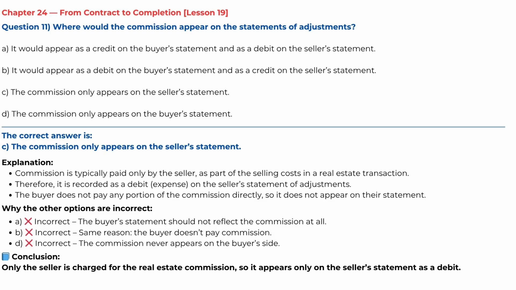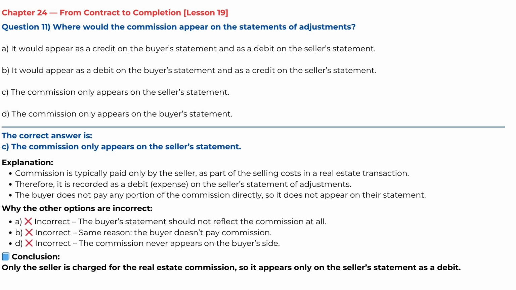The commission only appears on the seller's statement. Explanation. Commission is typically paid only by the seller as part of the selling costs in a real estate transaction. Therefore, it is recorded as a debit expense on the seller's statement of adjustments. The buyer does not pay any portion of the commission directly, so it does not appear on their statement. Why the other options are incorrect?